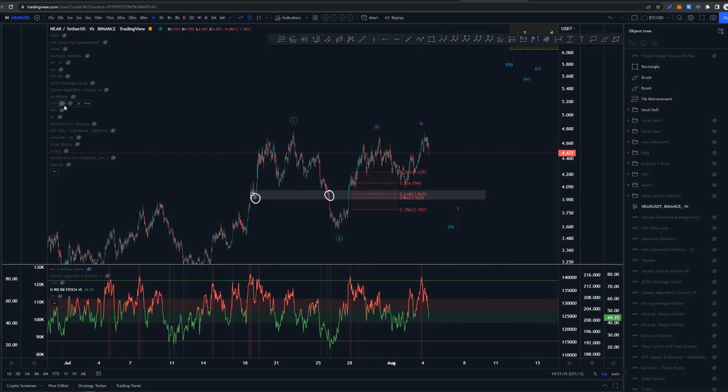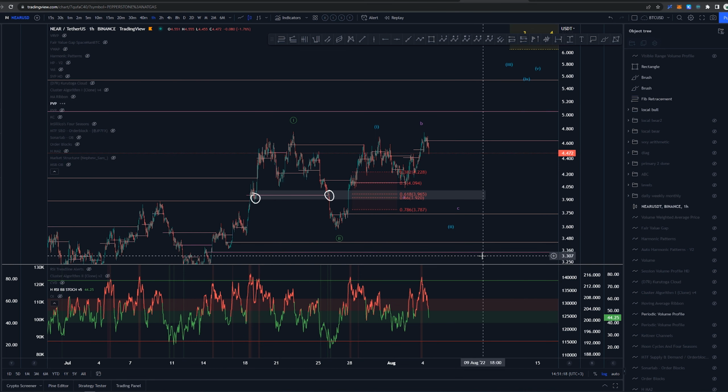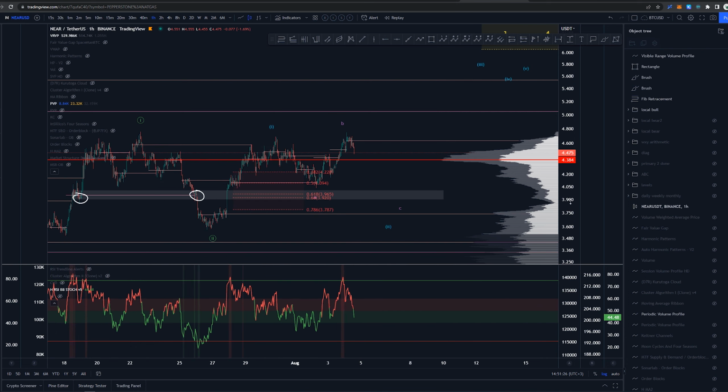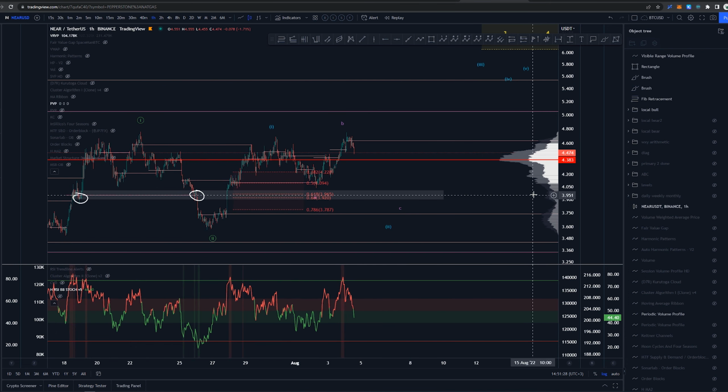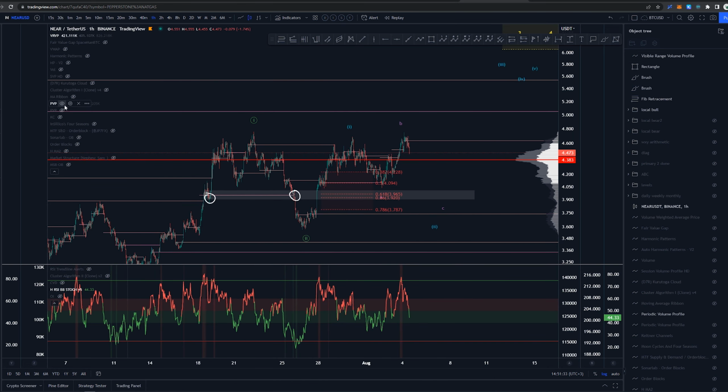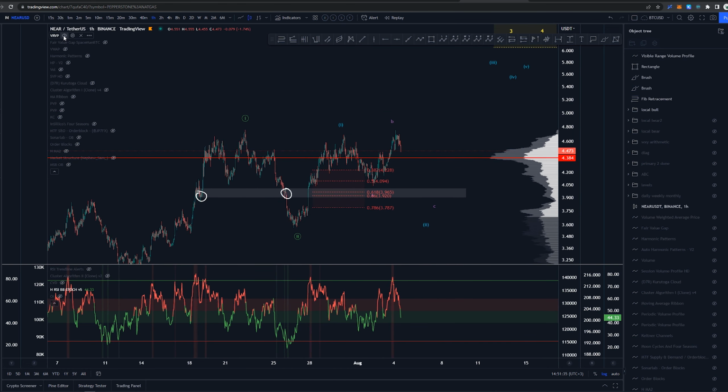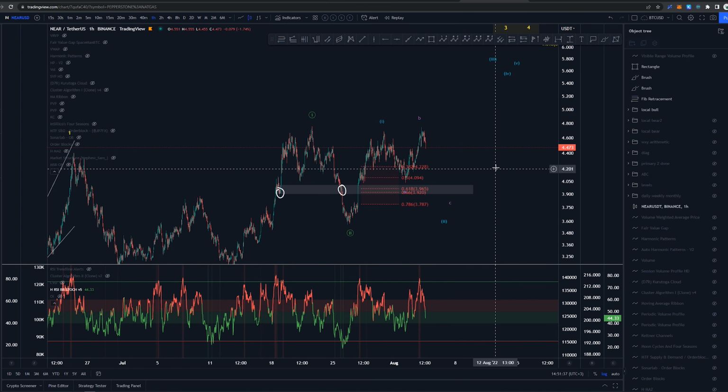Let's see if there's some kind of an NPOC. Well, there's an old naked point of control that has been used, but that again means that there is some volume, at least locally, in this area. There is right here, this node. Not too much though. But yeah, that is pretty much it.